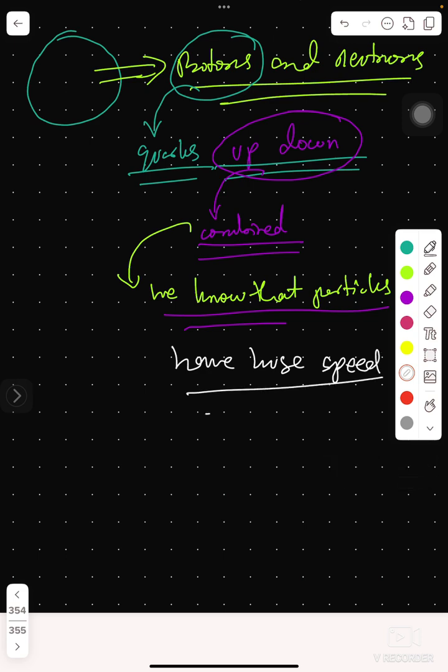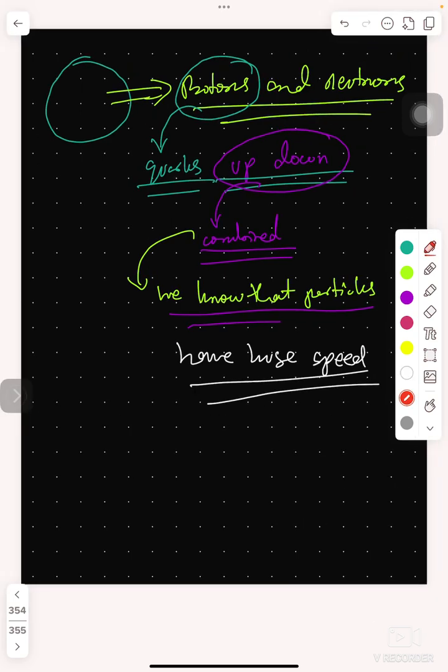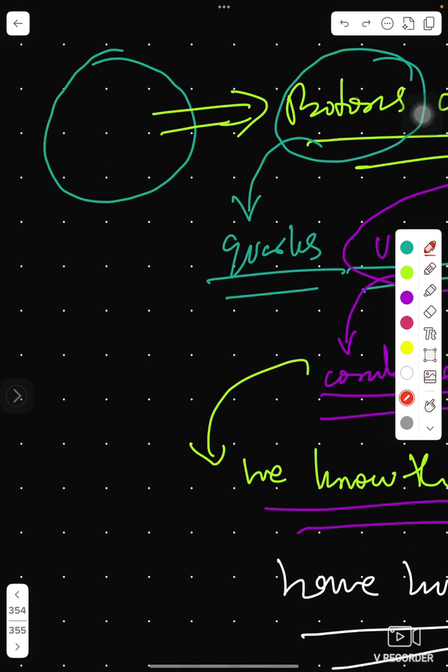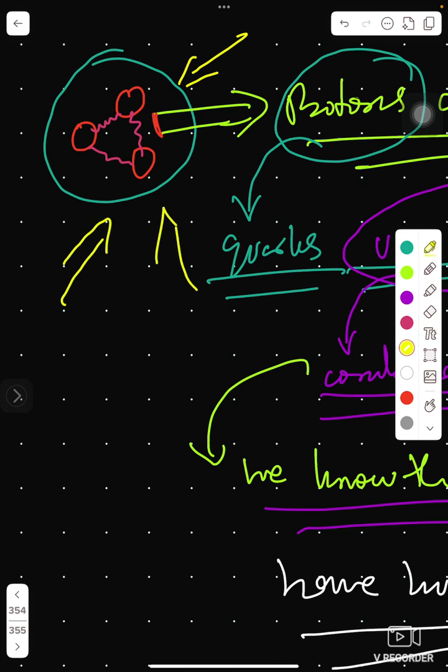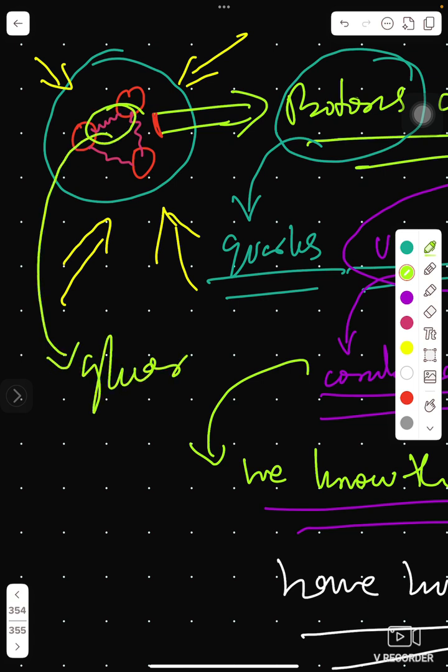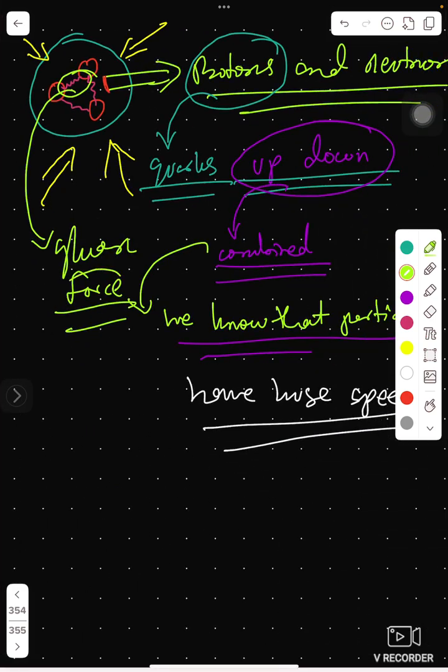Okay, so there could be a question: if they have such huge speed, that means the force going inwards must be very strong, right? Yes, that is what the gluon force is. The gluon force, or the strong force. So gluon is a force-carrying particle.